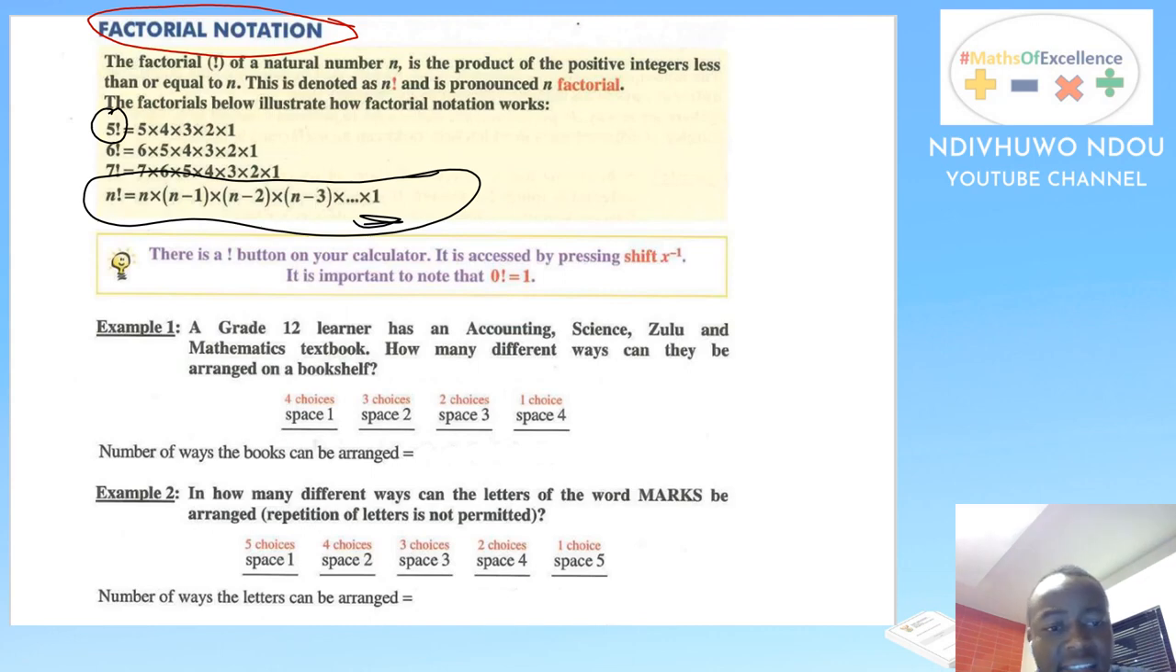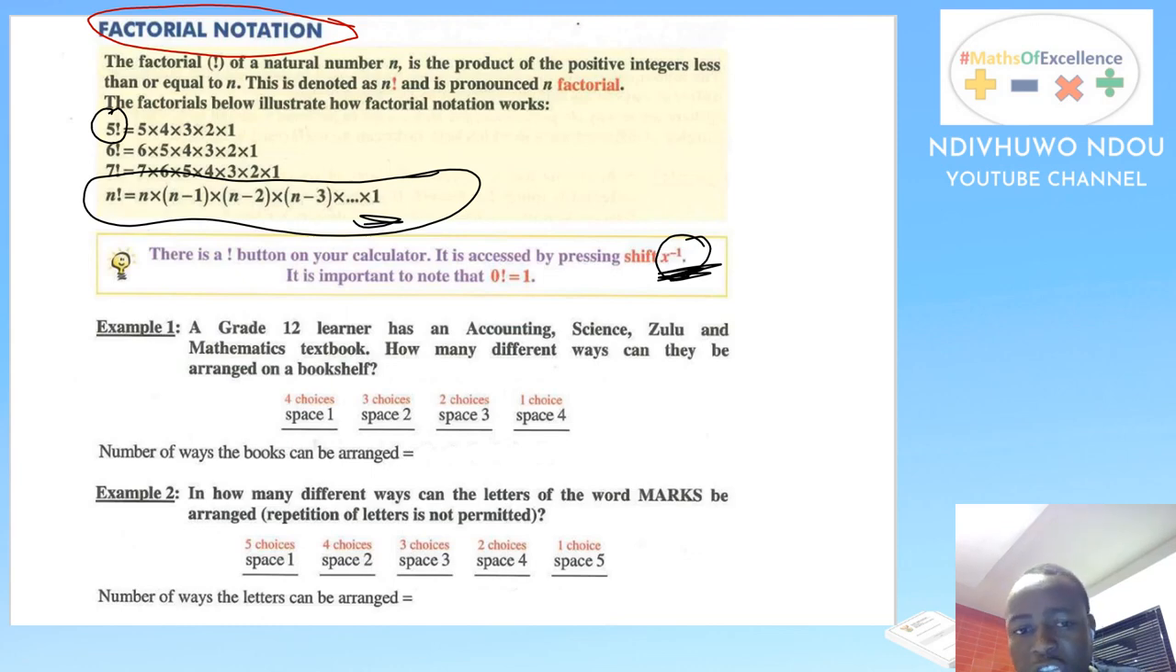There is a factorial button on your calculator, and you can get it by pressing shift and another button that has this thing on top. You press shift and there's another button on your far right, the x exponent minus button. So you just press it and the factorial will appear.